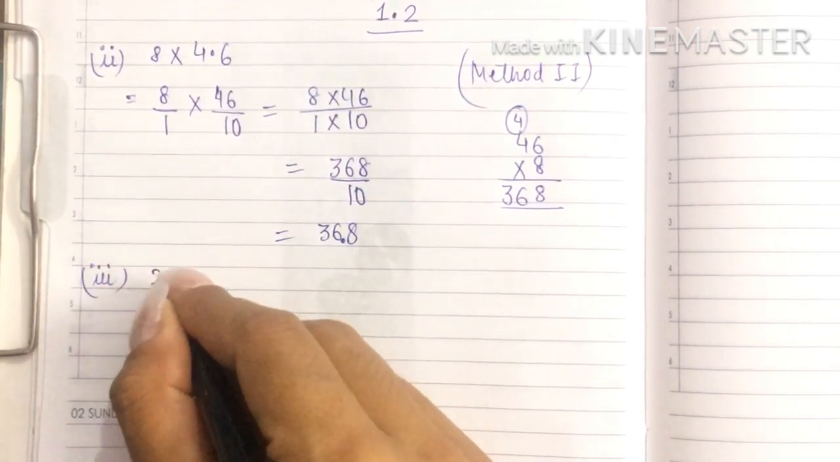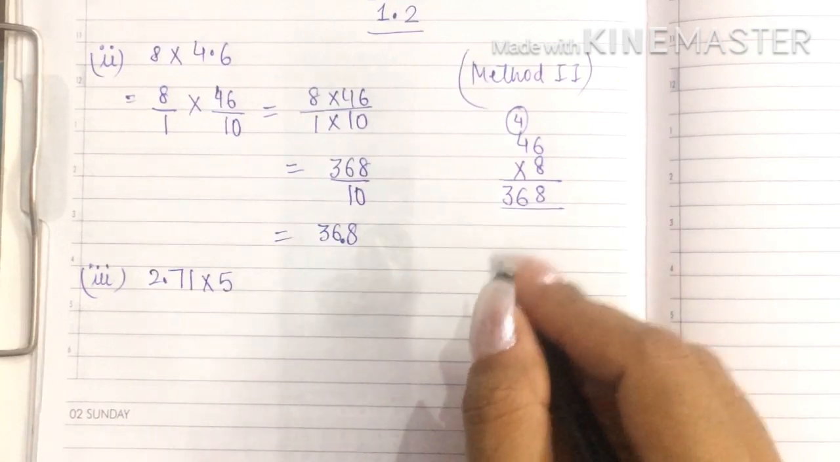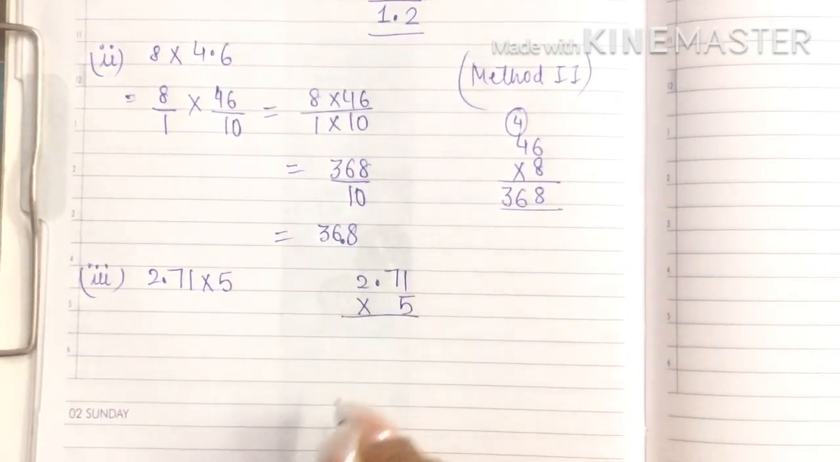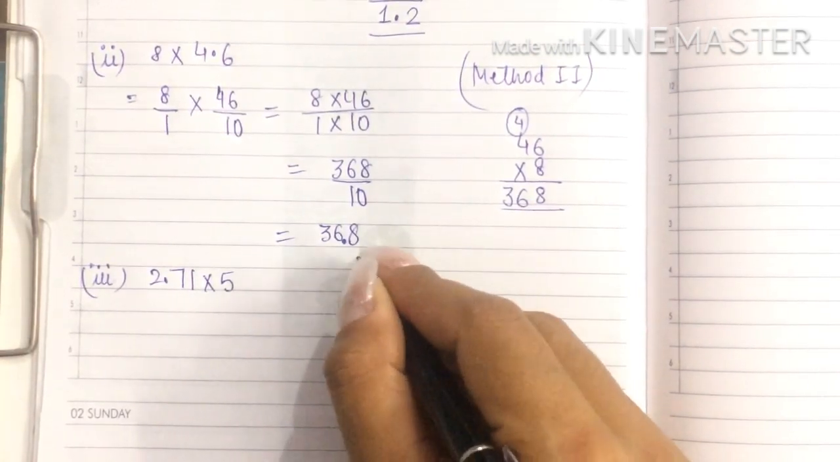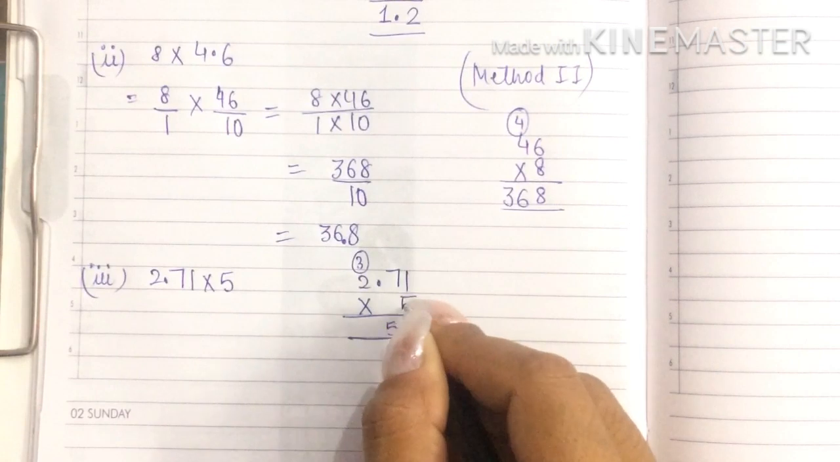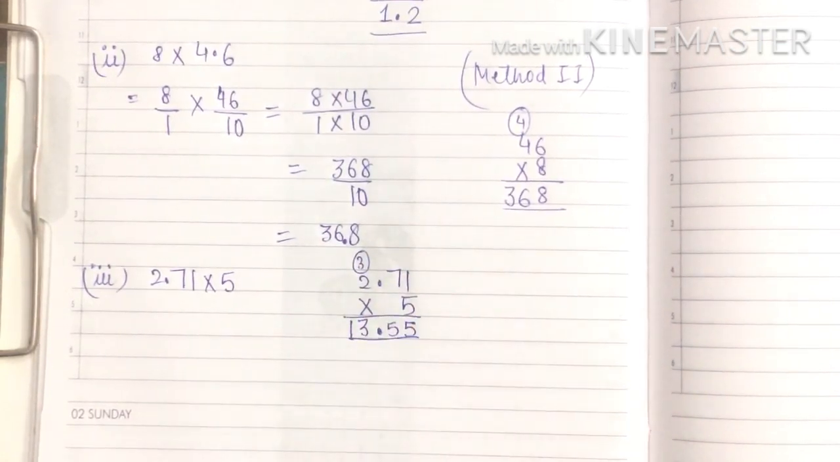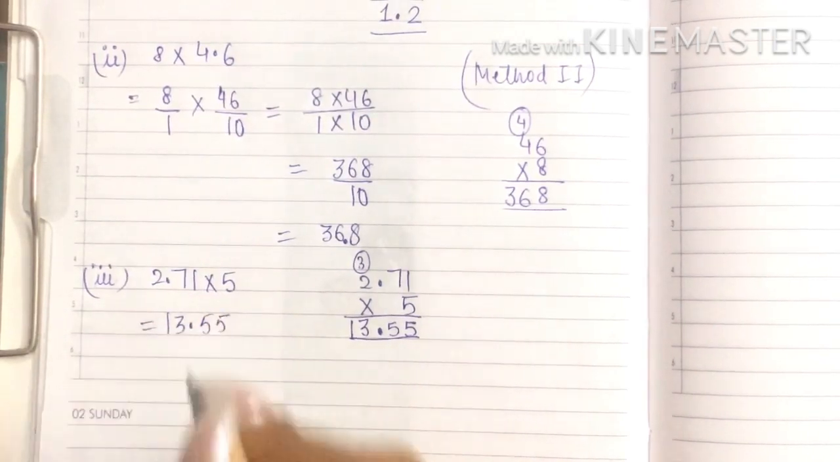Third part, I have 2.71 multiply with 5. Now I'm using first method. 2.71 multiply with 5 directly. 5 ones are 5, 5 sevens are 35, 5 twos are 10 plus 3 is 13. Point will be put directly below the point. So this is 13.55.